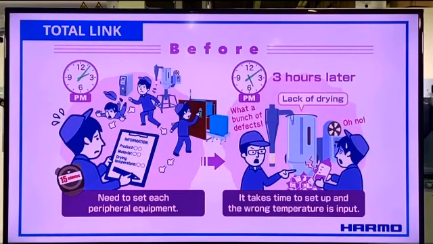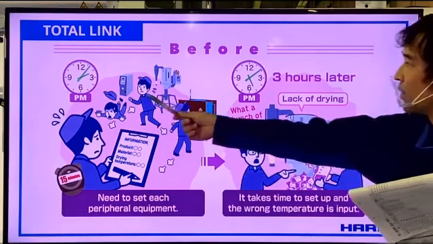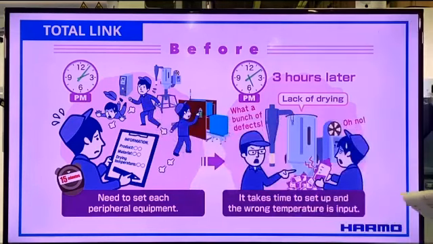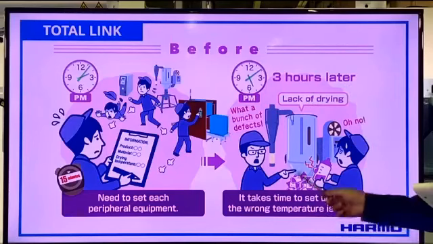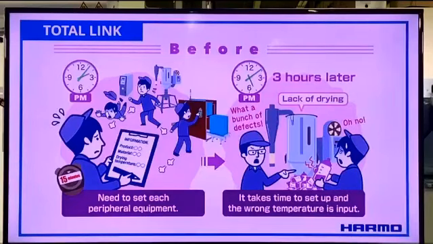Next, the problem happening when changing the mold. The operator needs to set each peripheral equipment such as box filling system, dryer, and mold temperature controller. 3 hours later, a lot of defects are found. This is because of a lack of drying. He put the wrong temperature at settings. This could happen in the production site.